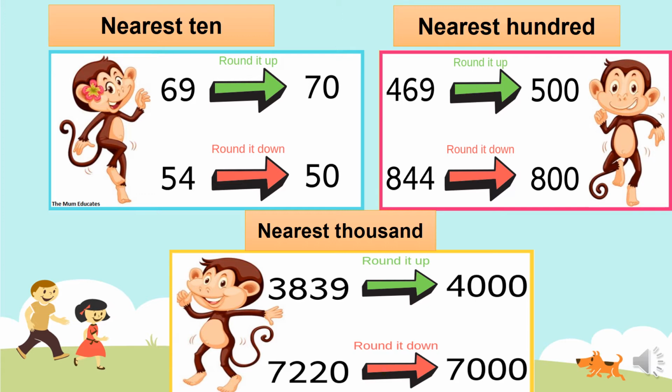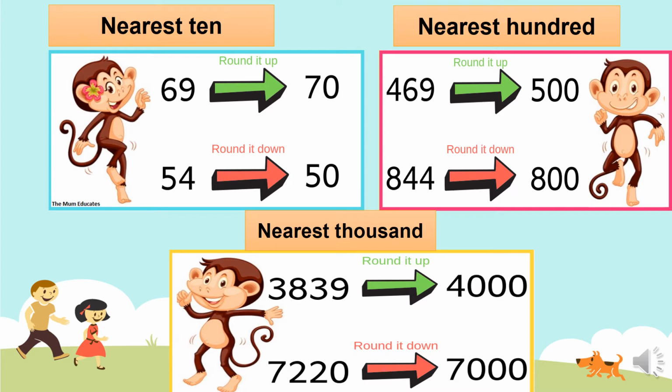There are two numbers given, 69 and 54. First we look at the 69. When we round a number to the nearest 10, as I said earlier, we have to look at the digit in the ones place. In our example, the number in the ones place is 9. Since 9 is greater than 5, the number should become 70.